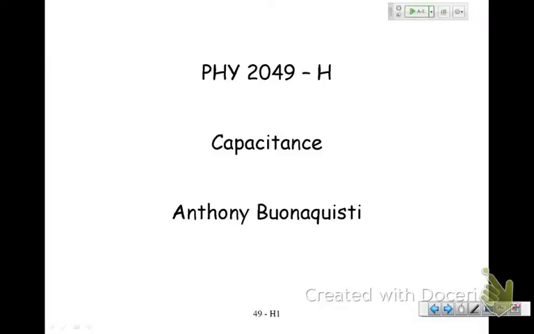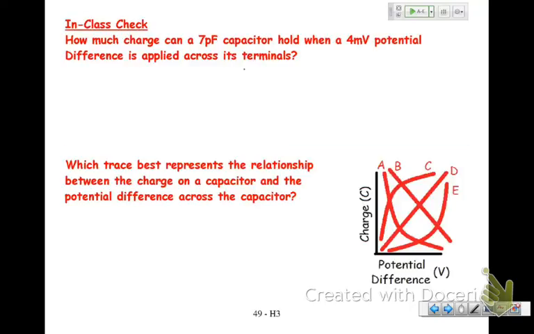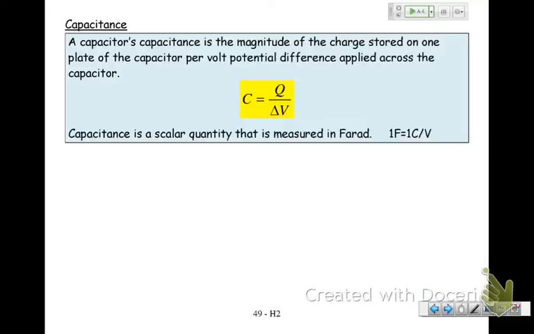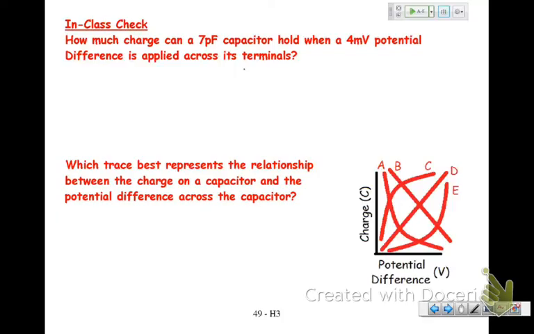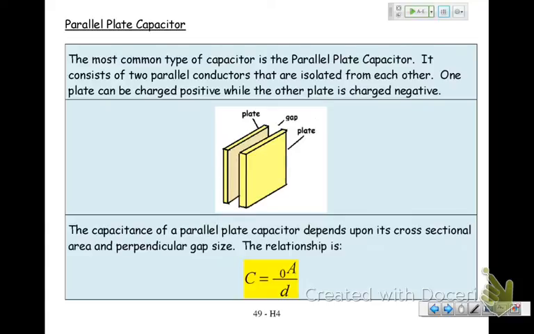So we're going to finish off a little bit from last time. We talked about capacitance, and the basic definition of capacitance is the measure of the charge you can store in a capacitor divided by the potential difference placed across the capacitor. And then we talked about a parallel plate capacitor.